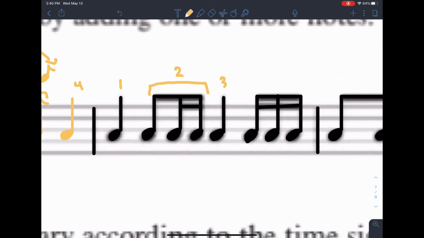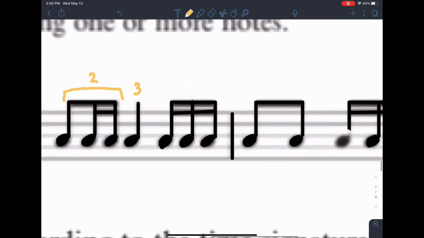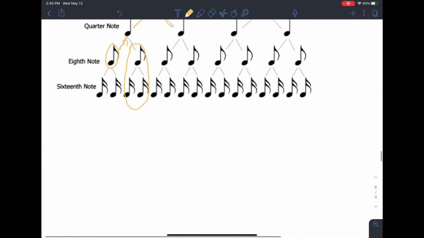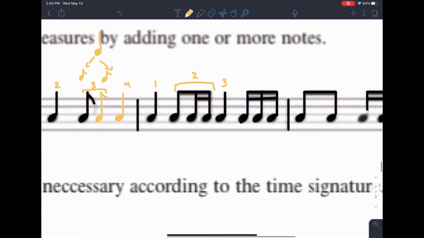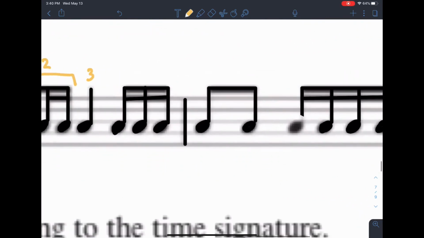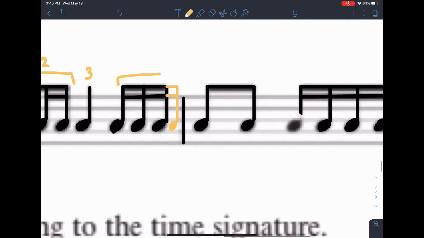This third quarter note is going to be beat 3. And now we have 3 sixteenth notes. We have to ask ourselves, how many sixteenth notes go into a quarter note? Well, we have a quarter note right here. And then underneath it, we have 1, 2, 3, 4 sixteenth notes. 4 sixteenth notes go into a quarter note. Therefore, to make this even, we have to add one more sixteenth note. And it's going to look something like this. We can just continue it on like that. And now this collectively is worth beat 4.